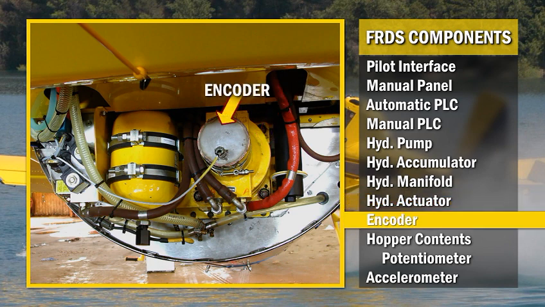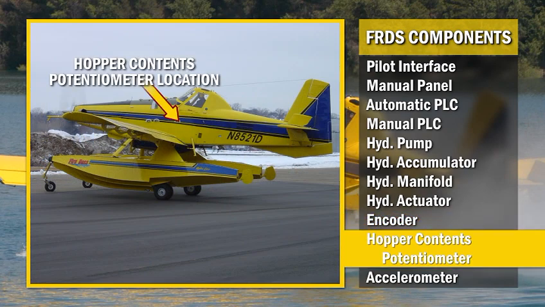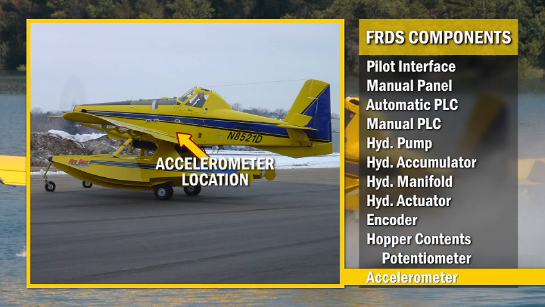A rotary position sensor or encoder is connected directly to the rotary actuator. This device measures and reports the angle of the actuator and gate box doors to the main control computer. The FRDS system uses a rotary sensor connected to a float assembly to monitor the amount of liquid present in the hopper.